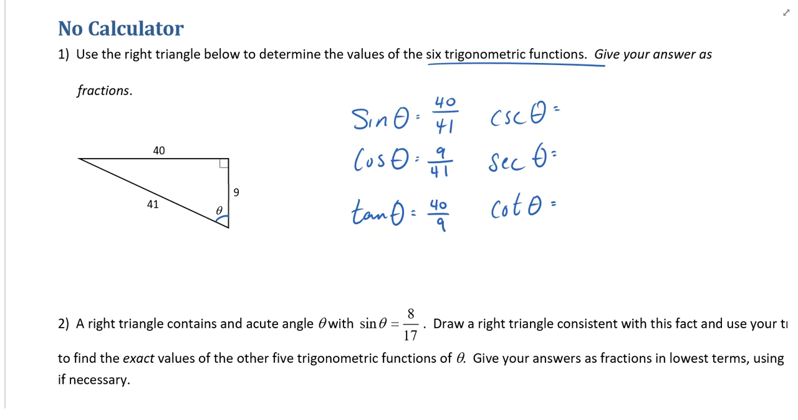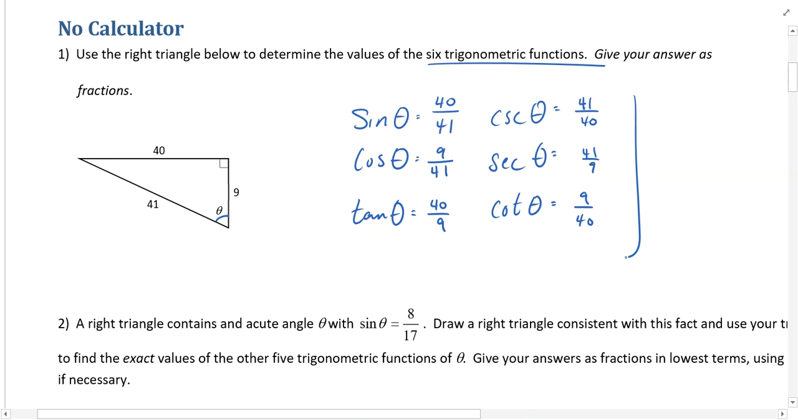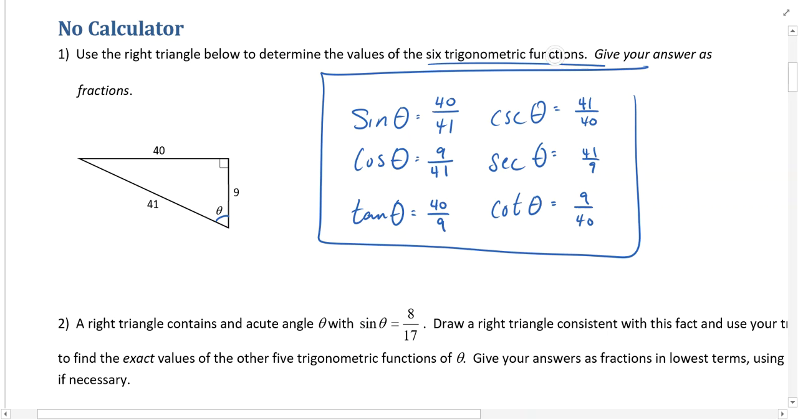And our reciprocal functions on the right side are easy to obtain. We simply flip the fractions from the first 3. And that's it. This question asks us for the values of these functions, not the value of theta itself. So these answers are good.